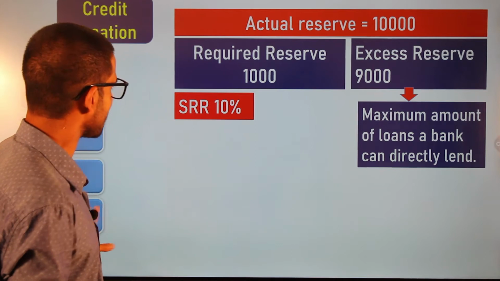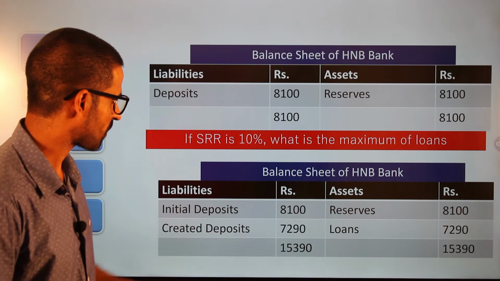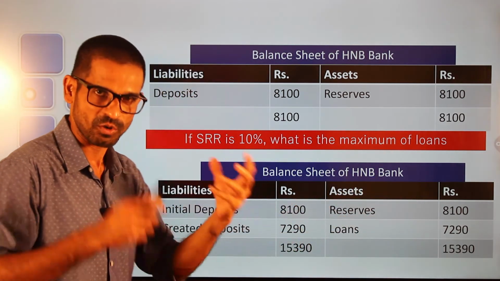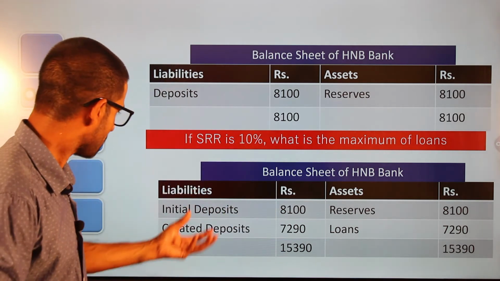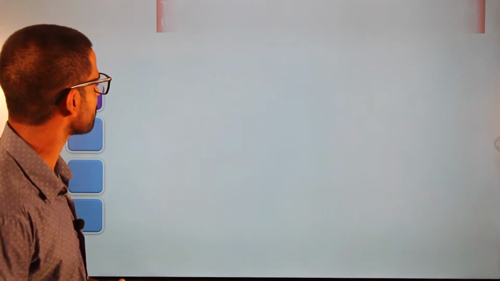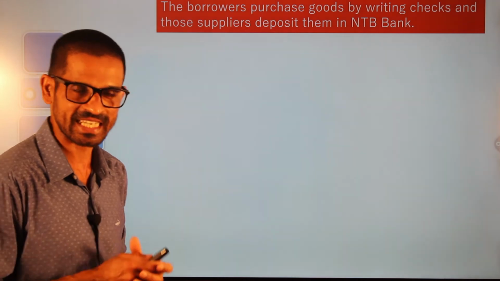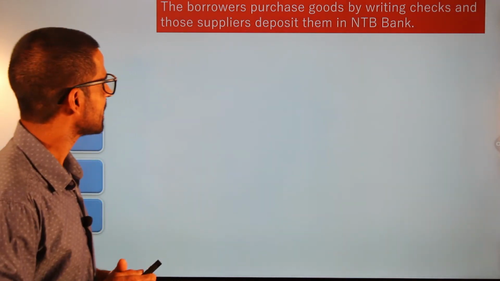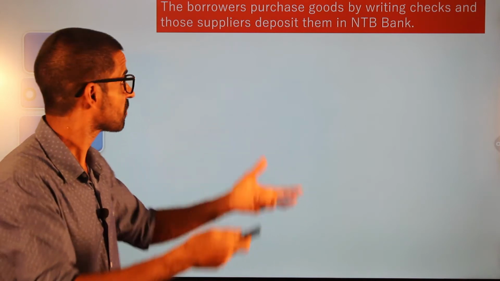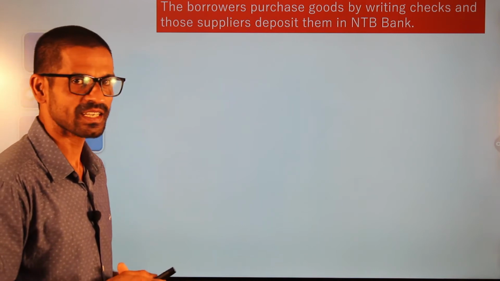So it will lend that money. Hatton National Bank will lend that money by creating deposits, right? So 7,290 worth of loans will be granted by HNB by creating deposits. Same process, right? Then what will happen next? The borrowers of these loans, 7,290, will engage in transactions by writing checks. And we assume those suppliers of goods deposit those checks in NTB, Nation Trust Bank, right? Then what will happen?